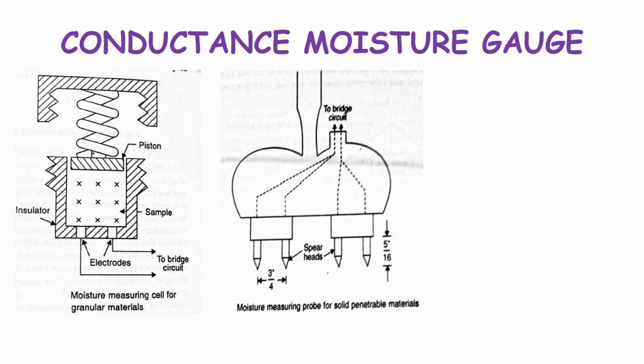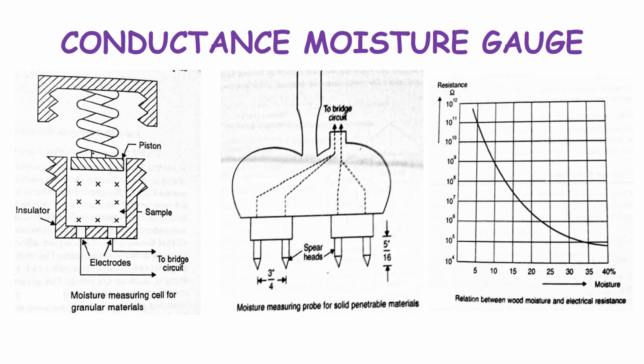The next diagram tells you about the moisture measuring probe. Now these are the heads which will penetrate into the materials to find out the moisture. This diagram gives the relationship between your moisture and your electrical resistance. As the percentage of moisture increases, your resistance decreases. With this, we come to the end of your moisture measurement.